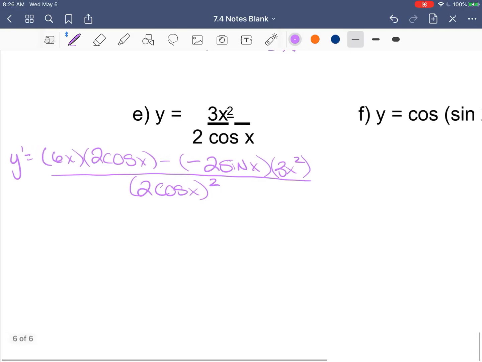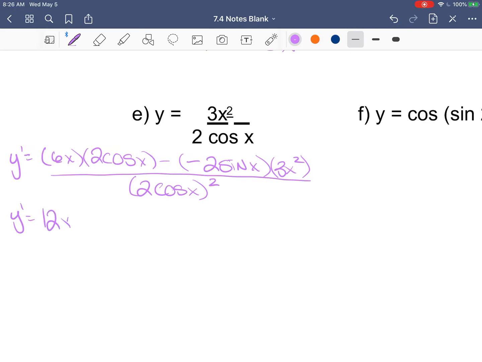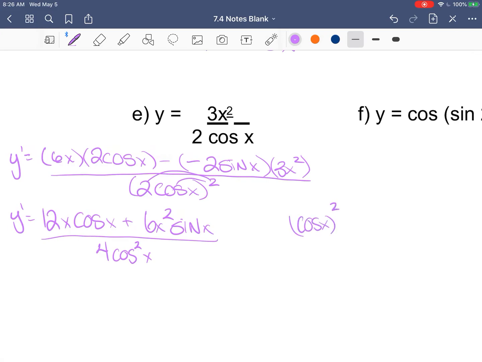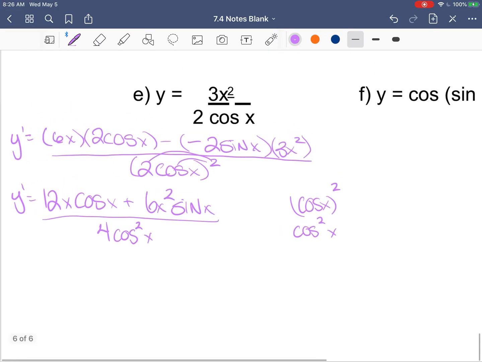So if we simplify this, we're going to get 12x cos of x plus 6x squared sine of x all over. Remember, this squared is going to apply to both terms. So we're going to end up with 4 cos squared of x. Remember that cos of x squared is the same as cos squared of x.